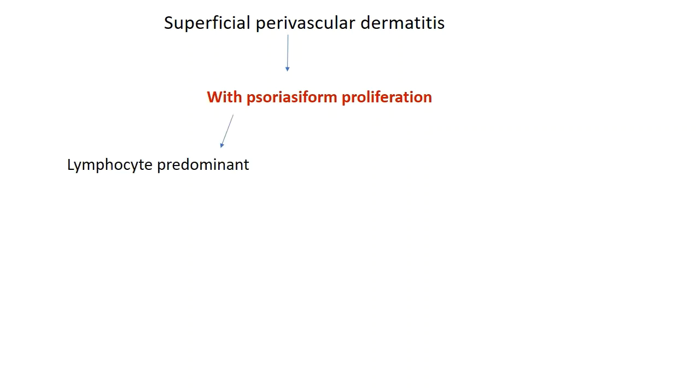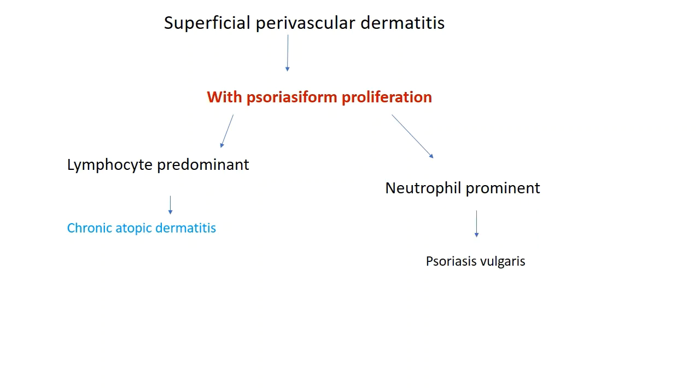Next is superficial perivascular dermatitis. If it is associated with epidermal psoriasiform proliferation and the predominant inflammatory cell is lymphocyte, it favors chronic atopic dermatitis. And if the inflammatory cell is neutrophil predominant, it is a case of psoriasis vulgaris.